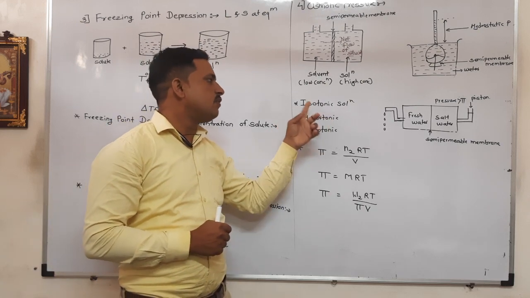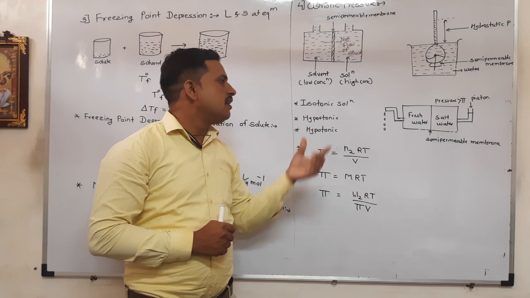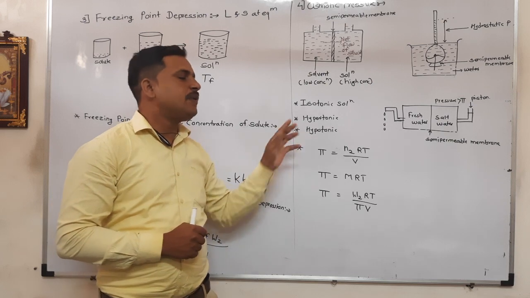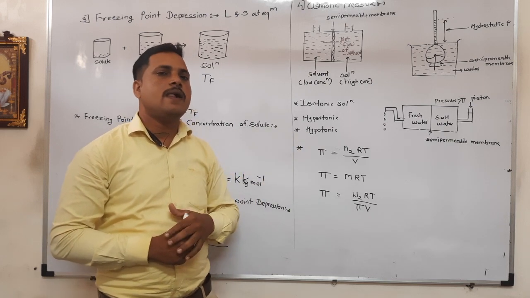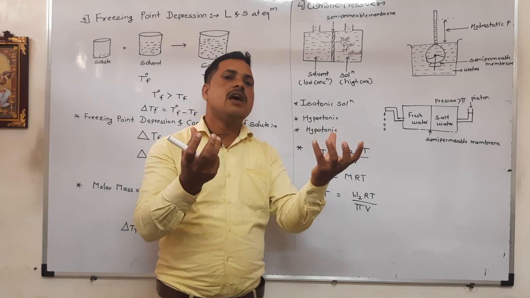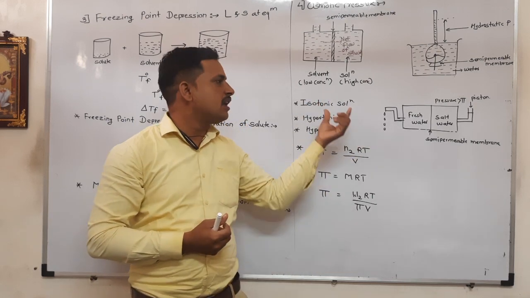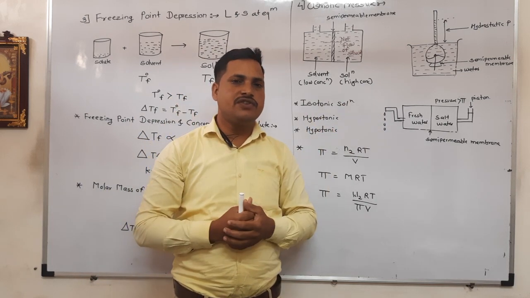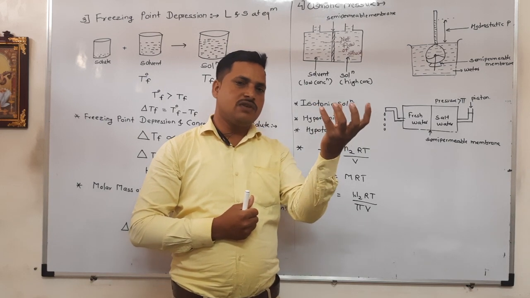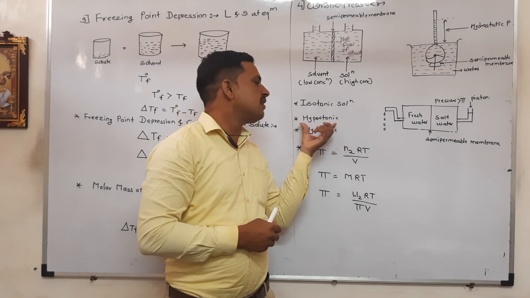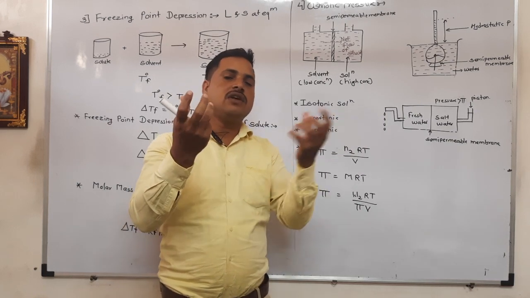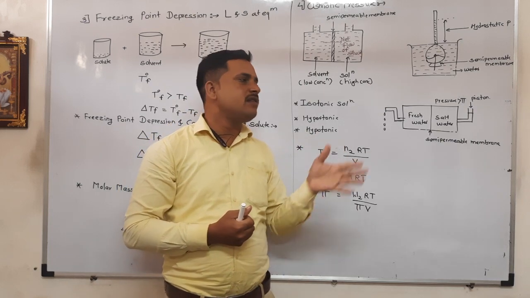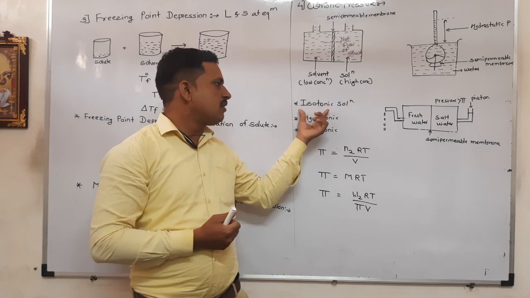Now, from an exam point of view, three definitions asked every year are isotonic, hypertonic, and hypotonic. Iso means same, hyper means more, and hypo means low. If two solutions have the same osmotic pressure, this is known as an isotonic solution. If two solutions have unequal osmotic pressure, the solution which has higher osmotic pressure is known as a hypertonic solution, and the solution which has lower osmotic pressure is a hypotonic solution. Very simple definitions for this terminology.